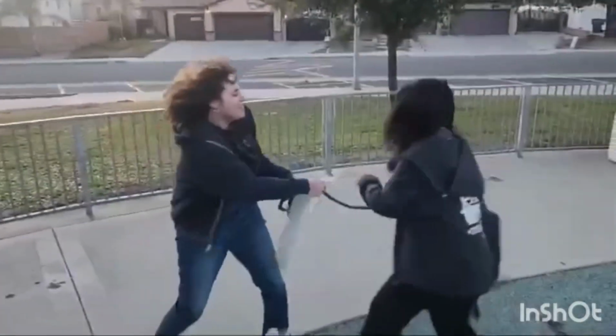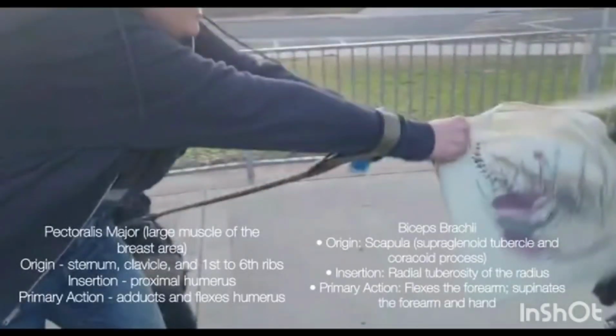Give it back! While Eliana is pulling forward, she's using her pectoralis major, which is the large muscle of the breast area. The origin is at the sternum, clavicle, and the first to 6th ribs, and the insertion is at the proximal humerus, and the primary action is that it adducts and flexes the humerus. The biceps brachii is used when she's pulling back, and its origin is at the scapula, the supraglenoid tubercle and coracoid process, I can't say that, and the insertion is at the radial tuberosity of the radius. The primary action is that it flexes the forearm and supinates the forearm and hand.